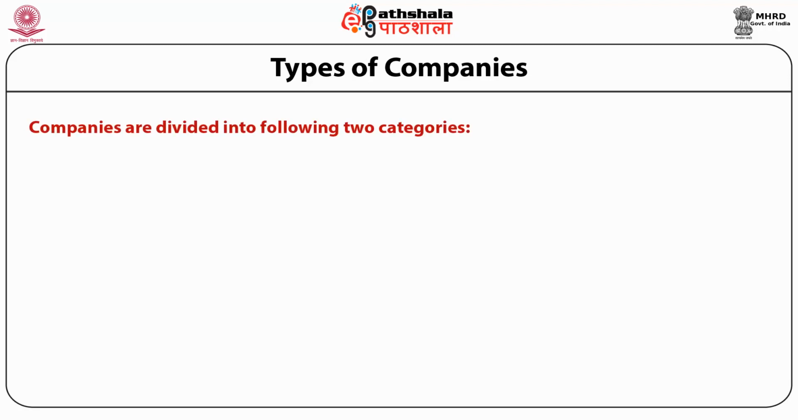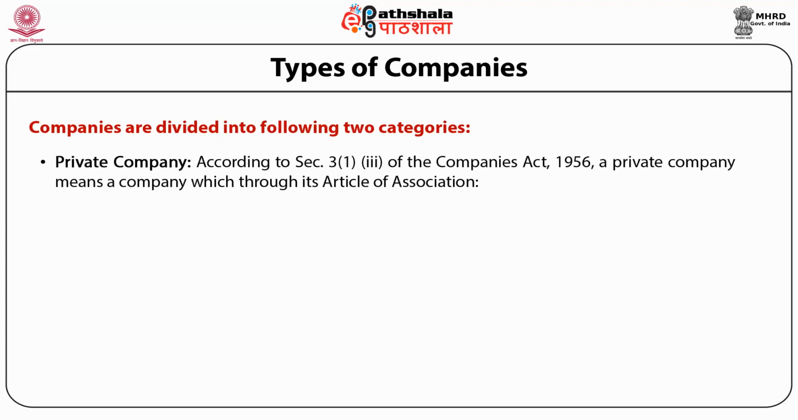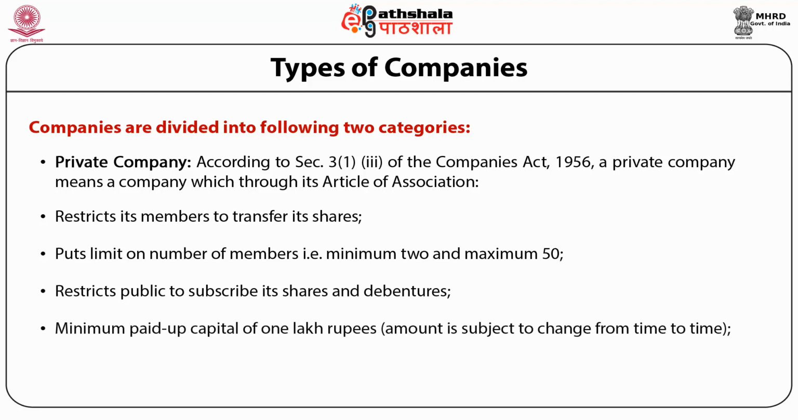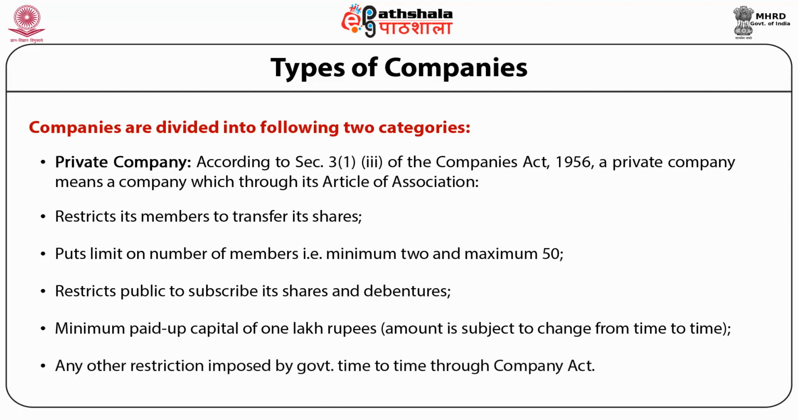Types of companies. Companies are divided into the following categories. Private company. According to Section 3, Subsection 1, Small Section 3 of the Companies Act 1956, a private company means a company which, through its Articles of Association, restricts its members from transferring its shares, puts limits on the number of members, that is minimum 2 and maximum 50, restricts the public from subscribing to its shares and debentures, has a minimum paid up capital of 1 lakh rupees, and any other restriction imposed by the government from time to time through the Companies Act.